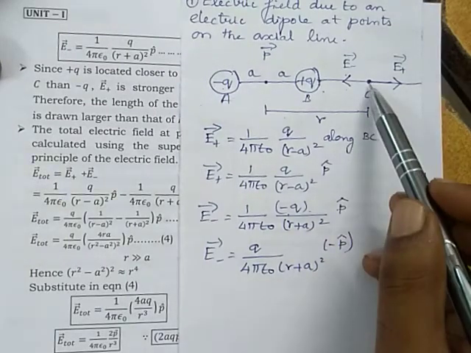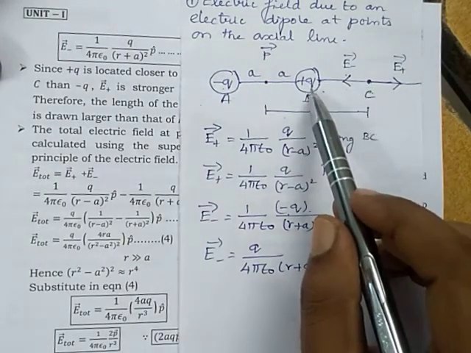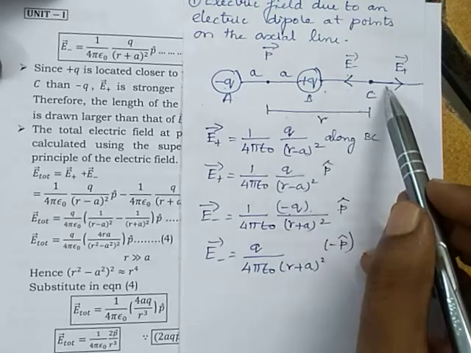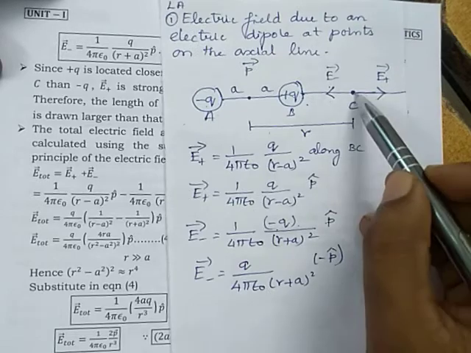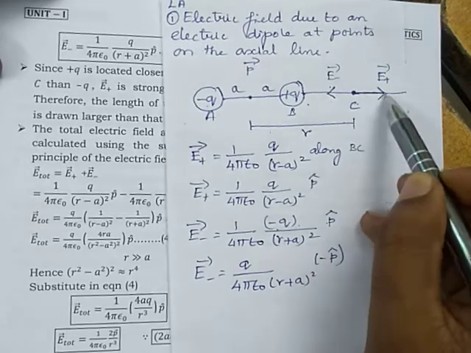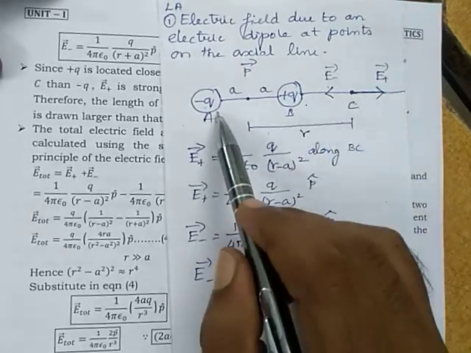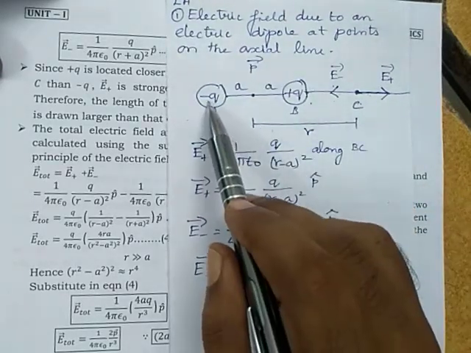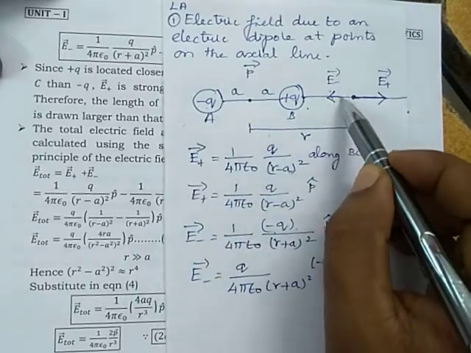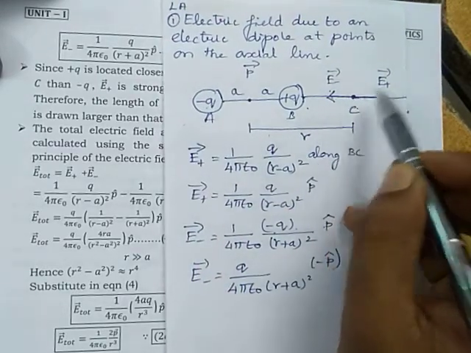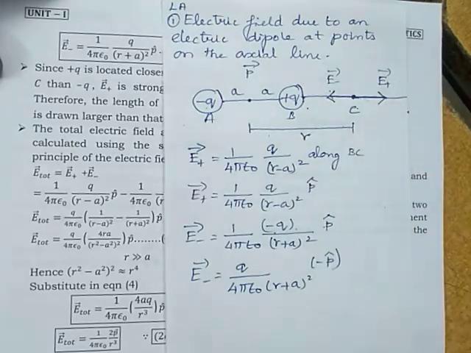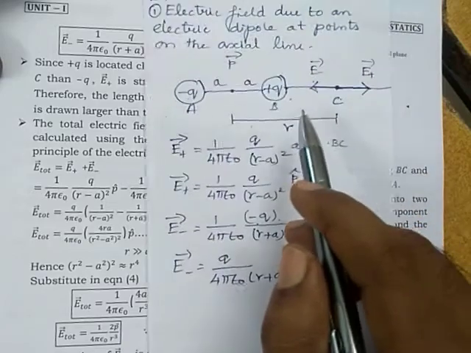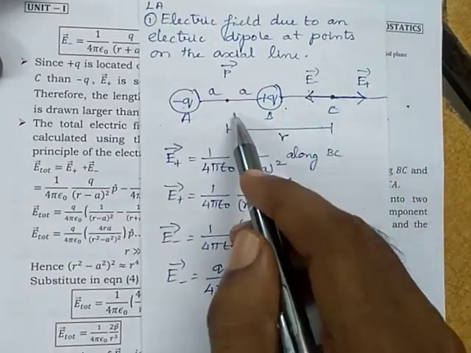We know the point C is very close to the charge plus q, so the distance is less and the electric field is more. Then the magnitude of electric field is more, but the point C is at a greater distance from the point charge minus q, so the magnitude of electric field is less compared with E plus. We want to find the electric field at the point C due to the dipole.